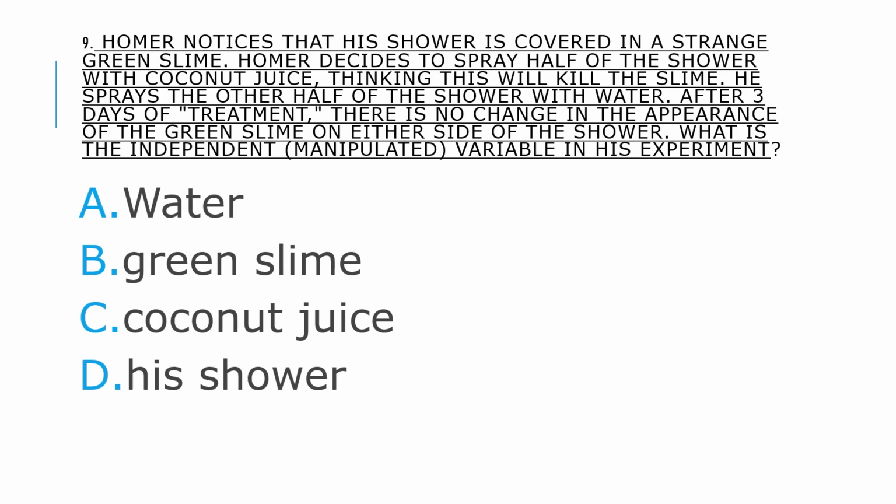And number 9. Homer notices that his shower is covered in a strange green slime. Homer decides to spray half of the shower with coconut juice, thinking this will kill the slime. He sprays the other half of the shower with water. After 3 days of treatment, there is no change in the appearance of the green slime on either side of the shower. What is the independent or manipulated variable in his experiment? A. Water. B. Green slime. And letter C. Coconut juice. And letter D. His shower.